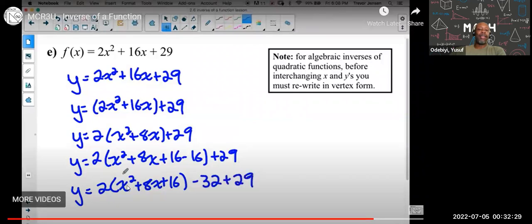Okay, now this perfect square that you have inside this bracket. We know that two numbers that multiply to give you 16 and add together to give you 8 will be 4, right? So your next line is going to be y is equal to 2 bracket x plus 4 squared. So that's basically completing the square. And then on the outside, you're going to have negative 32 plus 29. So it's going to be minus 3 over here.